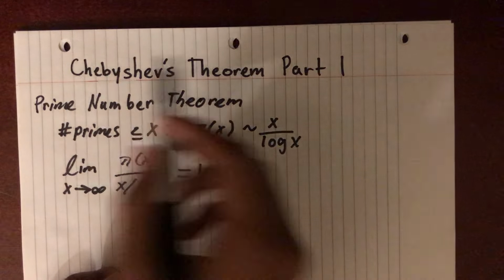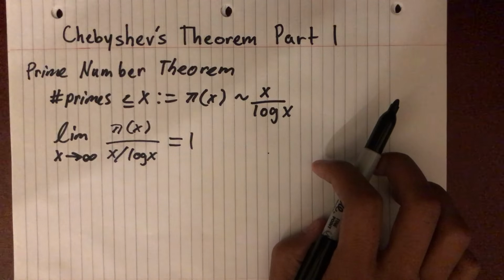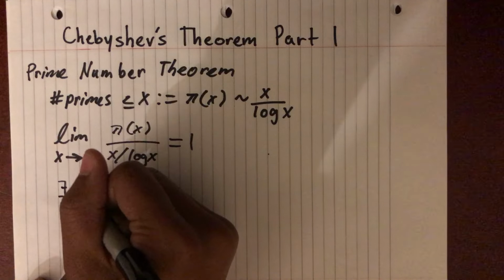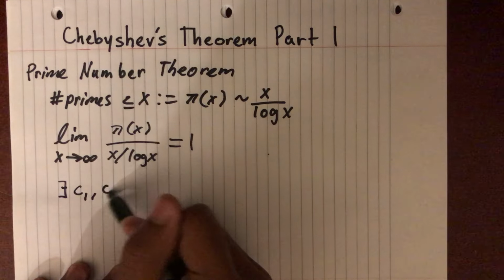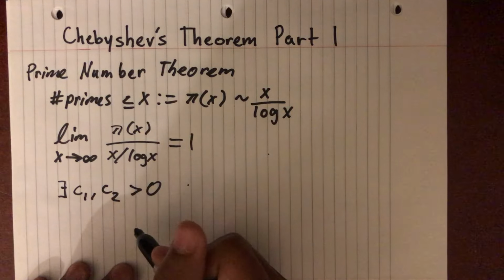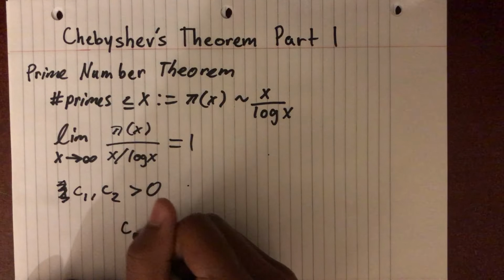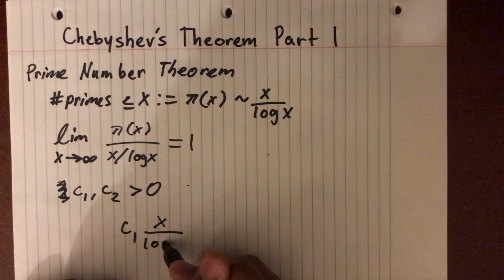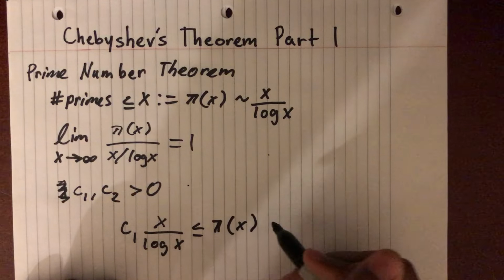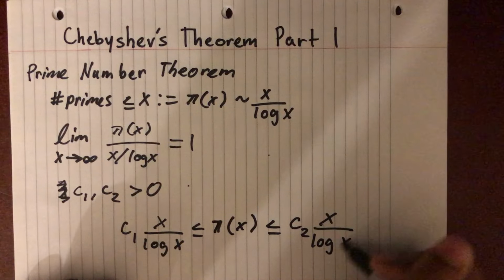And so I guess Chebyshev's theorem is sort of a weaker statement, but it's not weak, it's just weaker. And it basically states that there exist constants C1, C2 greater than 0 such that C1 x over log x is less than or equal to pi of x, which is less than or equal to C2 x over log x.